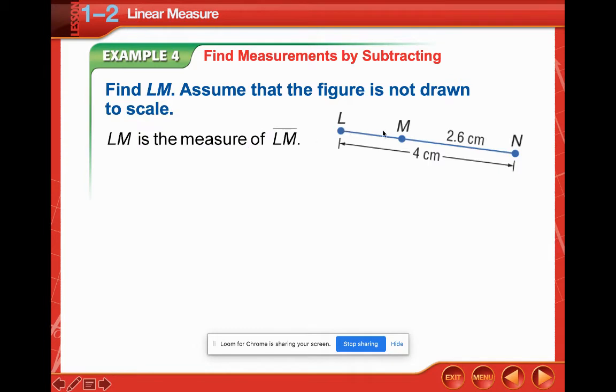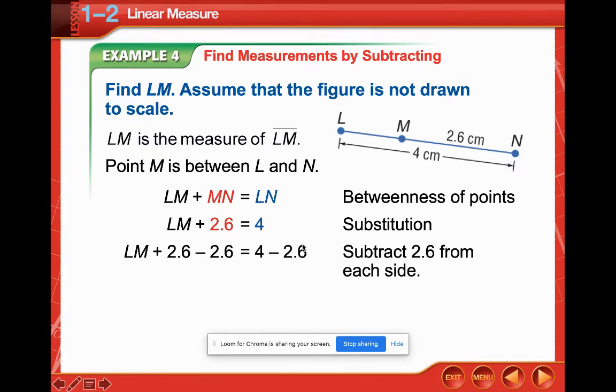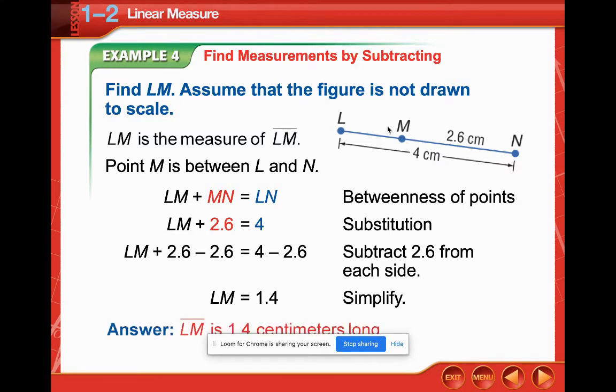So LM is a measure right here. Point M is between L and N. We know that. Between is a point, so this plus this equals this. So little one plus other little one equals really big one. All right, so MN equals 2.6, LN equals 4. Subtract 2.6 from both sides. LM equals 1.4. All right, so it's 1.4 centimeters. You live about 1.4 from McDonald's. All right, hopefully you're able to figure that one out.